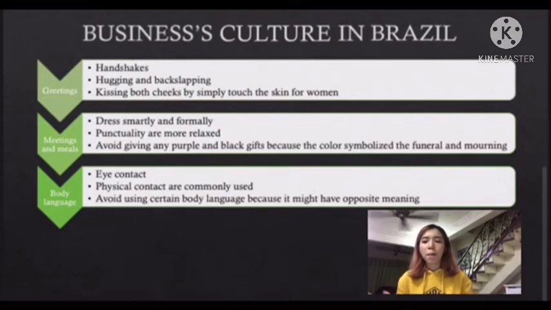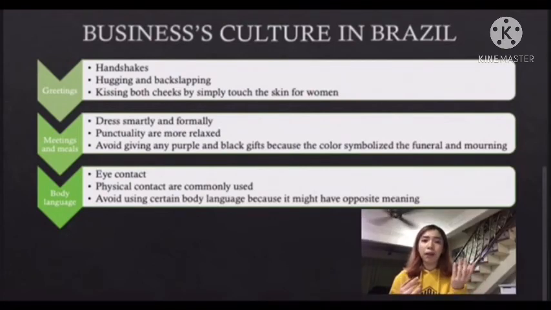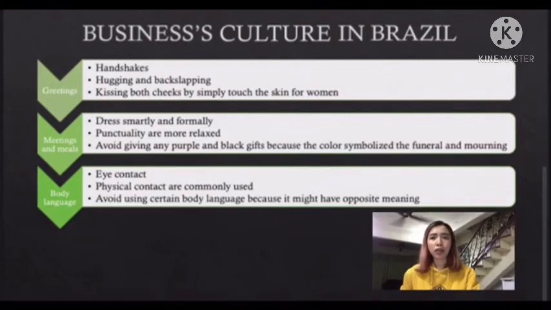To deal with Brazilians in business, eye contact is important. Physical contact such as back slapping is acceptable, but the back of the hand against the palm is considered as not caring or not interested, and the OK sign is considered rude. People dealing with Brazilians should be aware to avoid giving any purple or black gifts, because they symbolize funerals in Brazil.